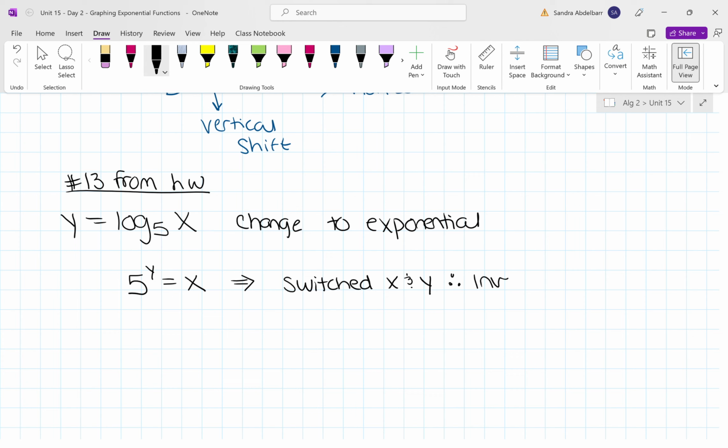Therefore, inverse. All right, so if 5 raised to the y equals x is our inverse, what was the original? David? 5 to the x equals y. You got it.